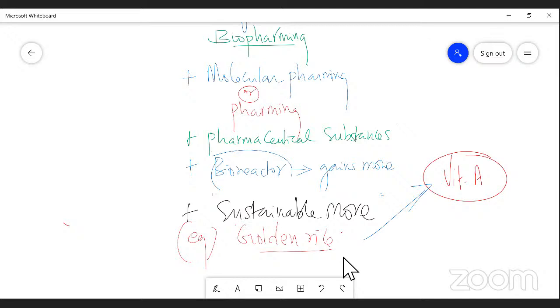Dear students, would you like to give an example for biofarming? I have given an example. Could you mention the example of biofarming? Yes, students, golden rice. Very good. Golden rice is the right example. Already you have studied what golden rice is and what genes are inserted, the foreign gene or DNA for making vitamin A artificially. Okay, let us continue.